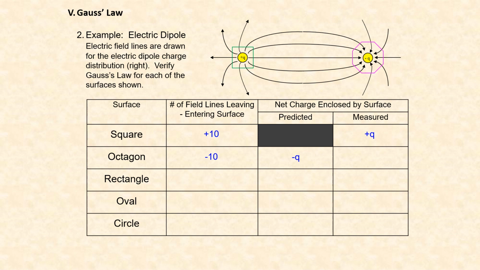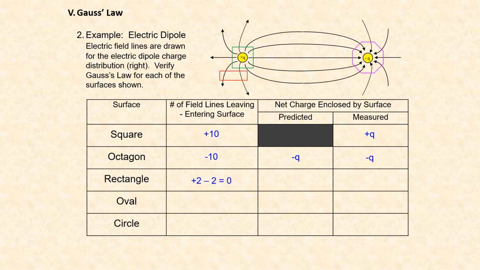And indeed, when we make the measurement or simply look at the picture, we see that yes, the charge enclosed is minus Q. For the red rectangle here, when we examine the number of field lines entering and leaving the surface, we see that 2 field lines leave it and 2 field lines enter it.